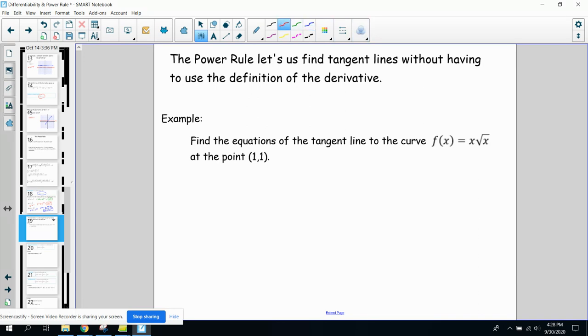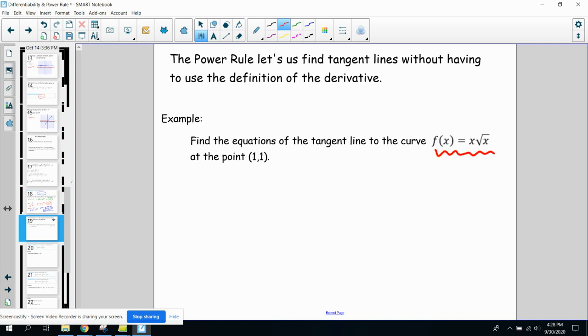So here's an example where I want to find the equation of the tangent line to the curve f of x equals x root x at the point 1, 1. So first thing I'm going to do, remember, finding the tangent line requires finding the slope and then finding the equation of the line. So the first thing I have to do is find the slope, which is the derivative at a particular point.